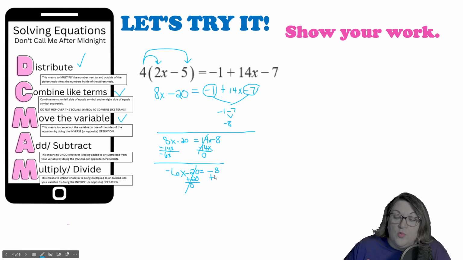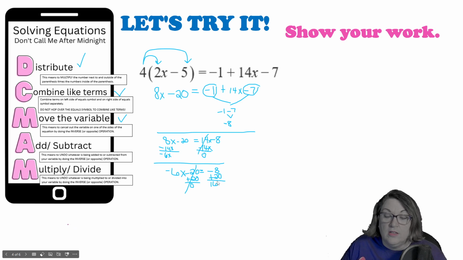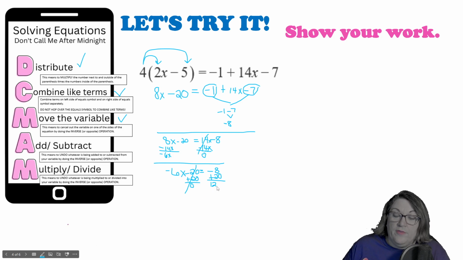Okay, 20. Here we go. And that's going to be 16. Nope, 12. I don't know where I got 16 from. That's what I get. Okay. There we go. 12. Negative 8 plus 20. Okay, so when I rewrite this equation, now I have negative 6x equals 12.